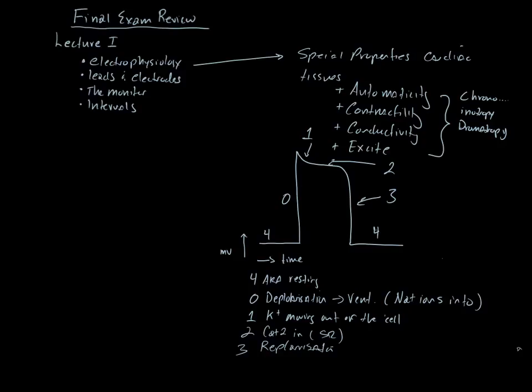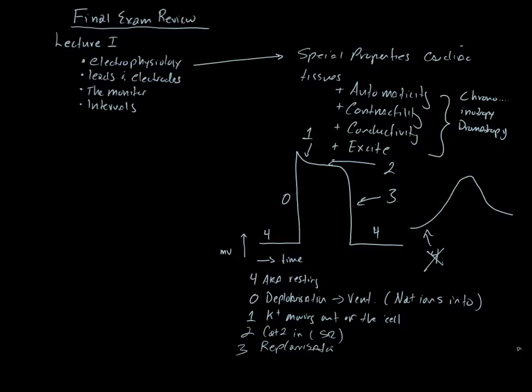Rinse and repeat. Now, nodal tissues kind of look like this, right? What phase do nodal tissues not really have? Phase 4. They don't have a true resting potential, right? Because they're constantly permeable to sodium. Good. All right. You guys good there? Okay, so far so good.